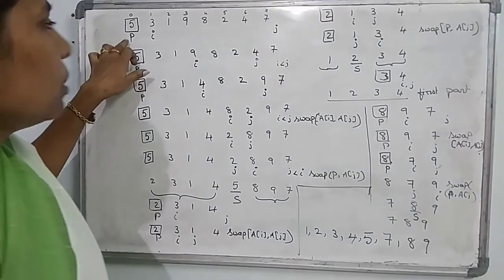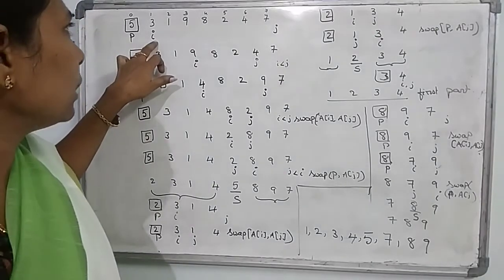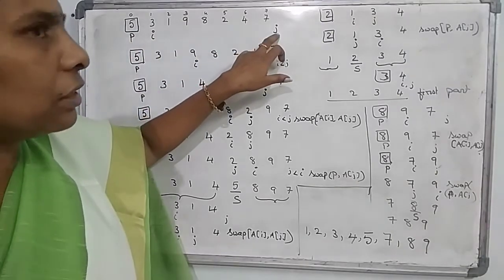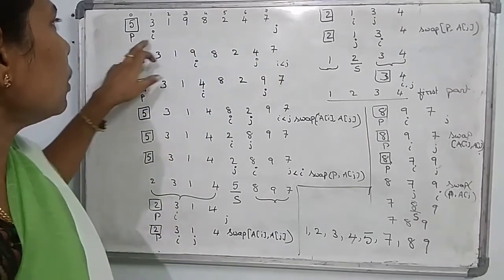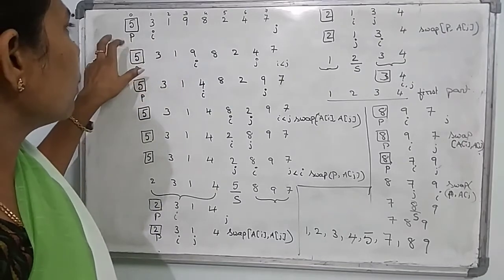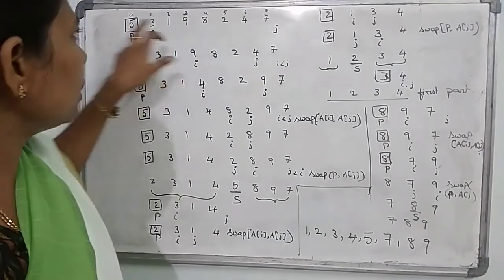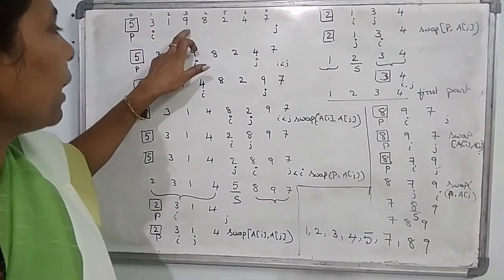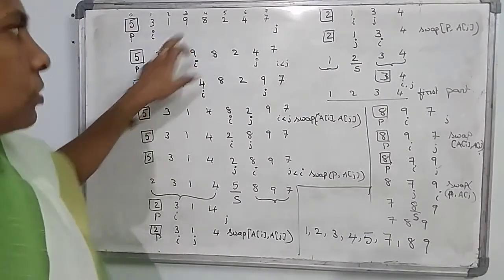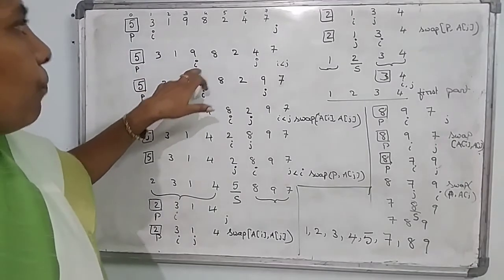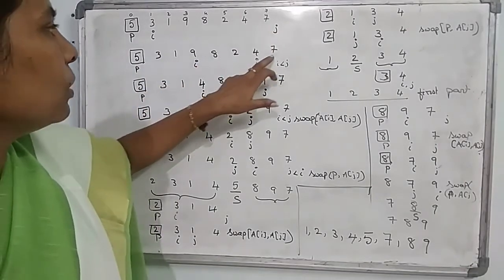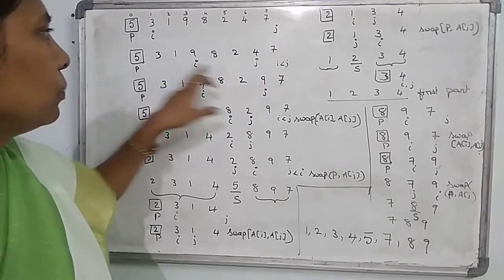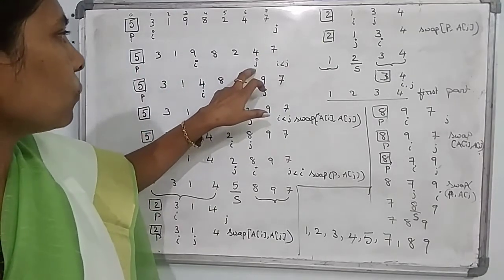So initially P is 5 and you take the I value as the next element of P, and J is the last one. So in that you increment the I value up to the value that is greater than the pivot value. So 3 is less than 5, 1 is less than 5 and 9 is greater than 5. So I comes to 9. In that you decrement j. 7 is greater than 5, so you can skip that one. 4 is less than 5. So I is less than j.